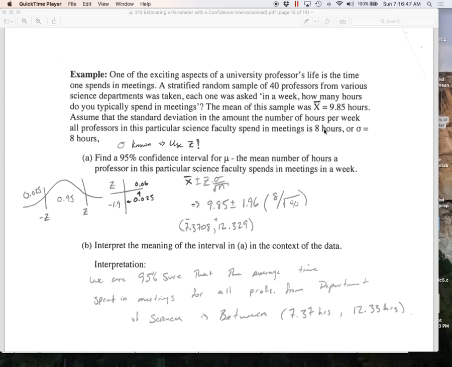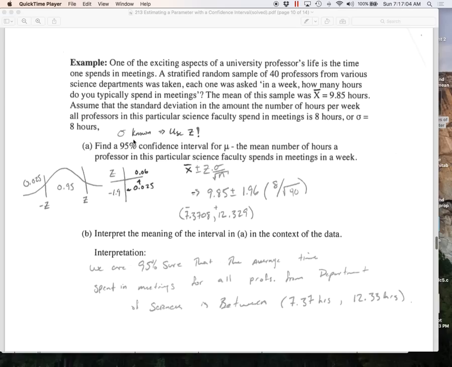Okay, so here it's saying assume that the population standard deviation was known. This is sigma is 8 hours. Okay, so I don't know how they knew this. This is kind of textbook world where you can just pretend you know things that you wouldn't know. It would be very difficult to know this, but apparently we are being told that is what sigma is. In this case, sigma is known, so we will use the Z version of the confidence interval.